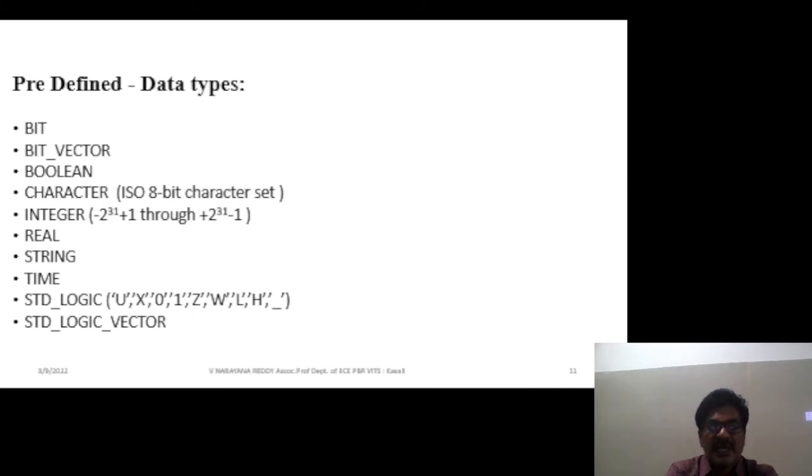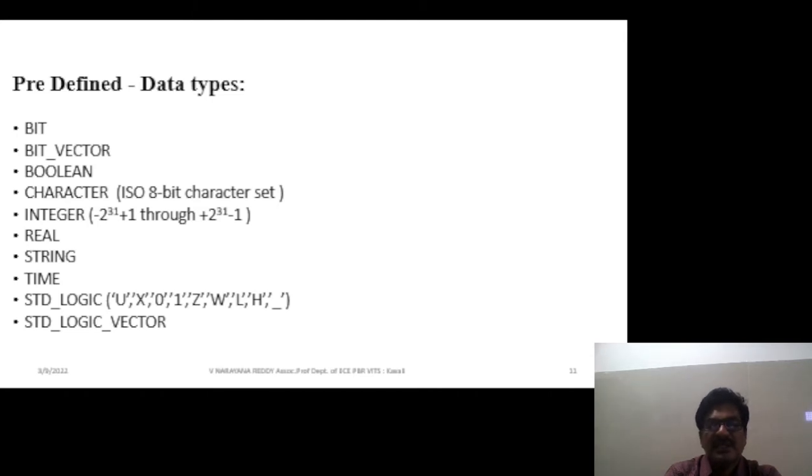And coming to data types, they are used to represent the type of data. Different data like Boolean data, character data, integer data, floating type data, time related data, like that. So some predefined data types we observed, both in single bit case or vector case, like bit vector, boolean, character, integer, real, string, time, standard logic and standard logic vector. Like that some predefined data types are available in the language, but the user also can declare.